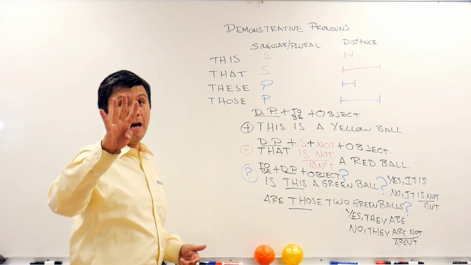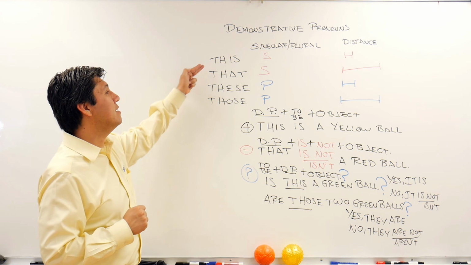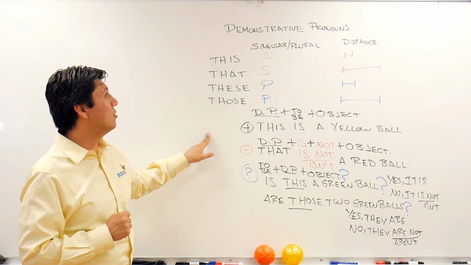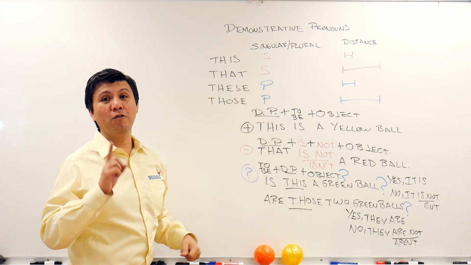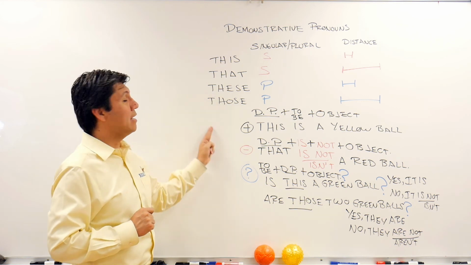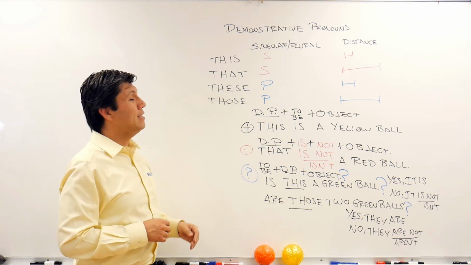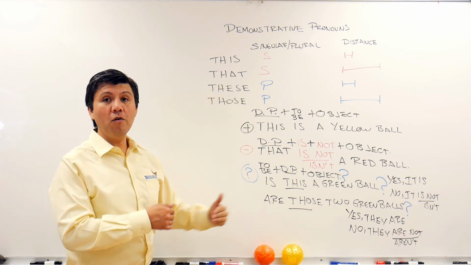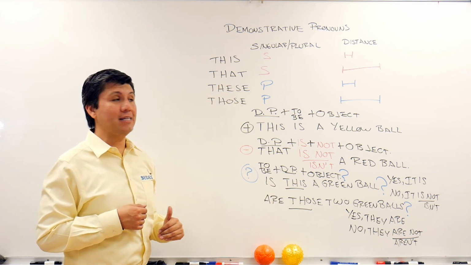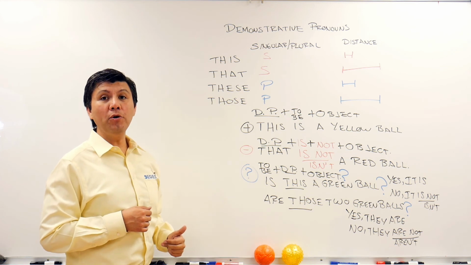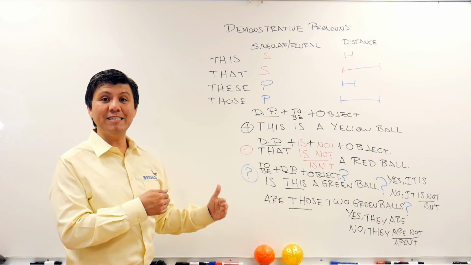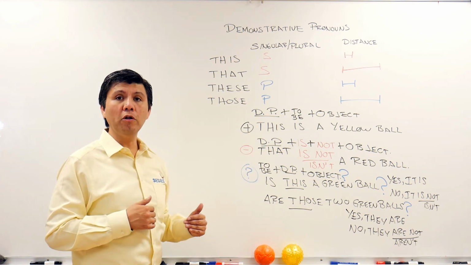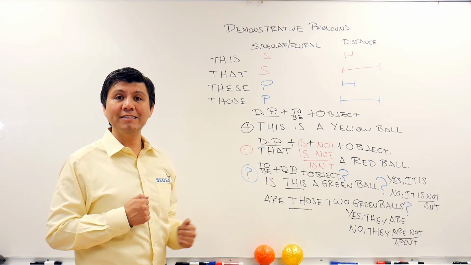So again, we have 4 demonstrative pronouns: this, that, these, and those. This and that for singular. These and those, plural. This, singular and short distance. That, singular and a larger distance. These, plural and short distance. Those, plural and a longer distance.